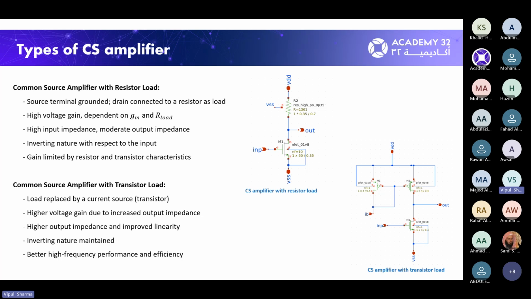And due to all these benefits, like linearity and having a high resistance value, using PMOS as a load, the fundamental benefits you are getting are high frequency performance and efficiency. Basically, PMOS transistor as load in a common source amplifier. So all these are the benefits of using an active transistor as load.